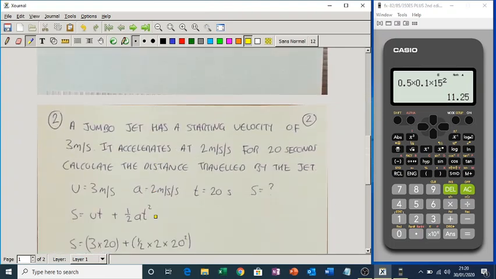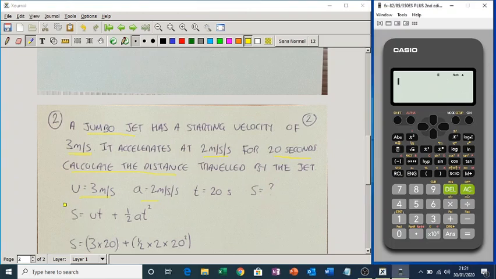Scroll down. Another one. This one's a jet. Starting velocity of 3 meters per second. Accelerates at 2 meters per second squared. 20 seconds is the time, and we need to work out the distance travelled by the jet. So we need to work out distance. u is 3. a is minus, no it's not, it's 2. Be careful. t is 20 seconds, and s, distance, we don't know.